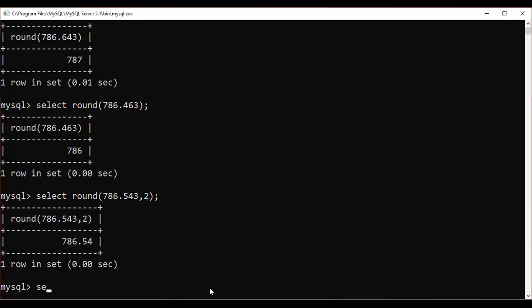When I say select round of 786.543, -1. When I say -1, it is a whole number. From 0 onwards, it's an integer. You will get the output with no decimal part. So this is the 0th place. This is the -1. Your cursor is right now over here.